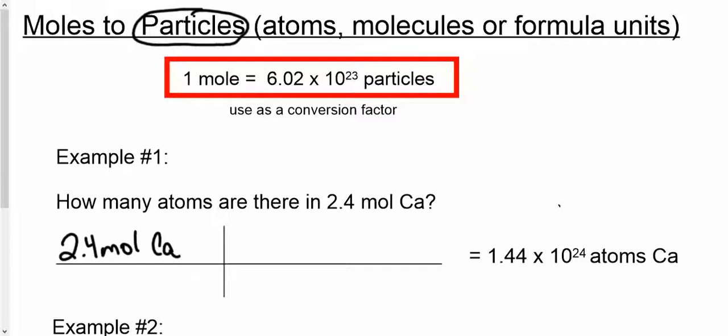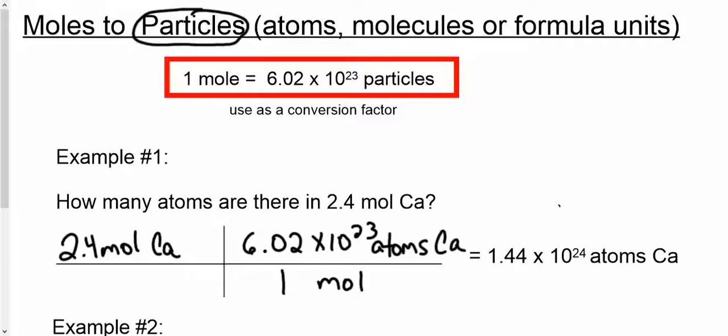And then I'll use this conversion factor, and since I have moles right here, then I want mole on bottom. And in front of mole we have 1, so 1 mole contains 6.02 times 10 to the 23rd atoms of calcium. So when you do the math, the moles cancel, and you end up with 1.44 times 10 to the 24th atoms of calcium. There is a moles to atoms problem.